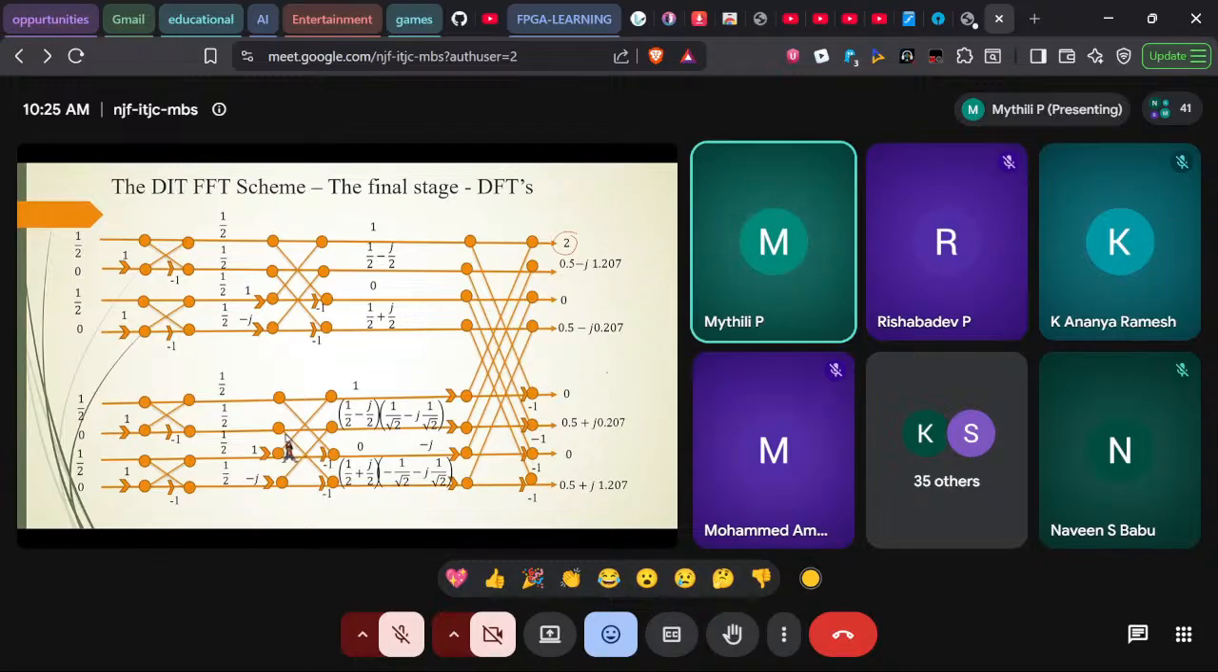Okay. Here you can see these two are conjugates, as I said, for any DFT. If the inputs were real, the outputs will also be conjugates. And same way here also, the next one, conjugate. So we find the DFT using the decimation in time FFT scheme. Okay.